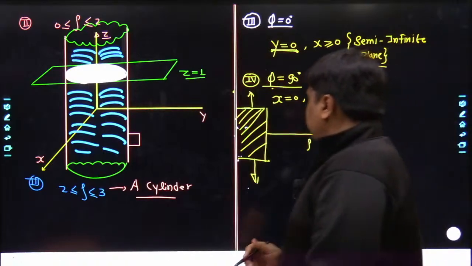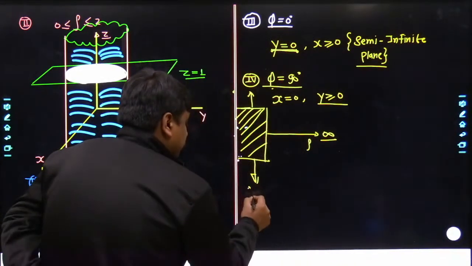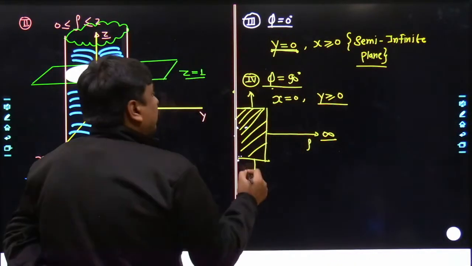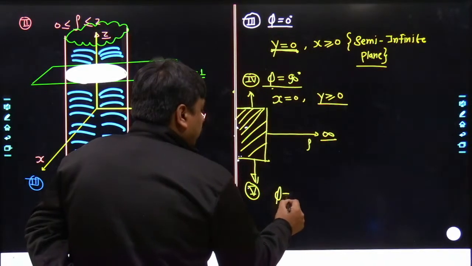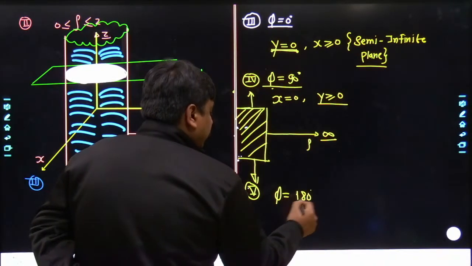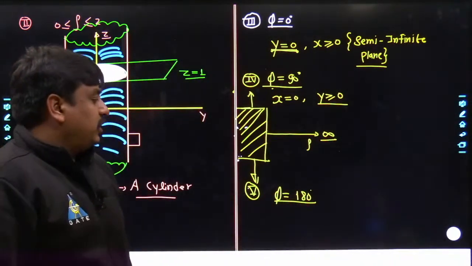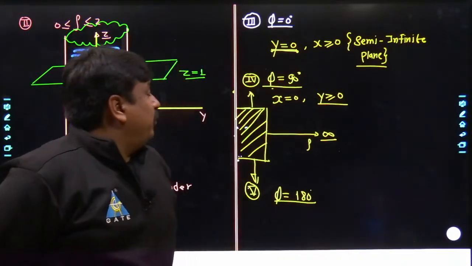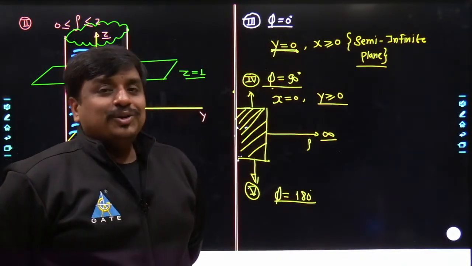Now what is happening over here? Let's take the fifth question, and the fifth question is phi equals 180 degree. Tell me, how can we convert phi equals 180 degree into the Cartesian coordinate system?